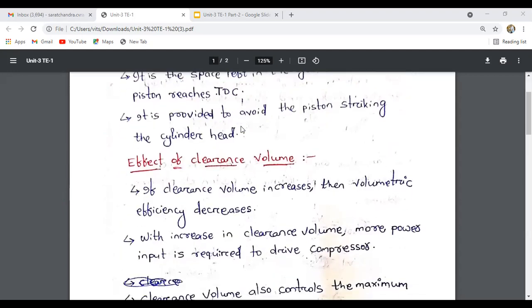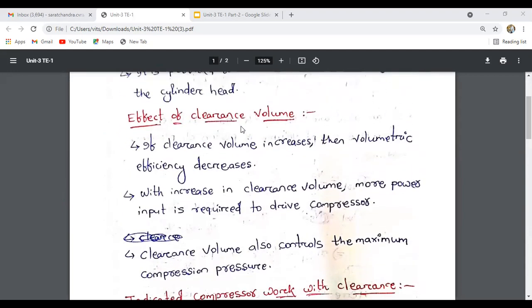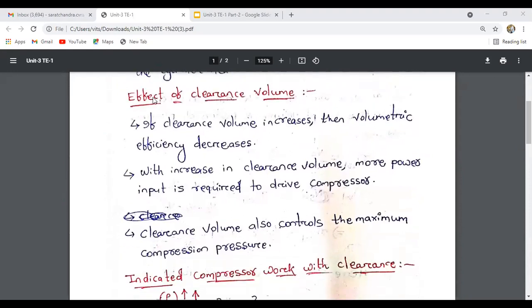Now the next one is the effect of clearance volume. If we are going to increase or decrease the clearance volume, then what happens to the performance of the engine? The first point is, if clearance volume increases, then volumetric efficiency will decrease.